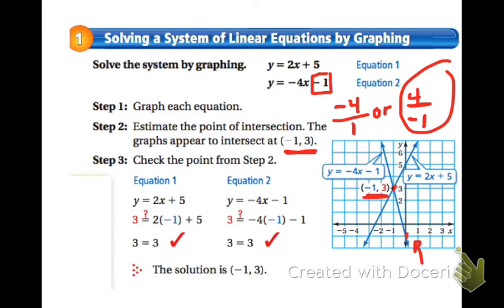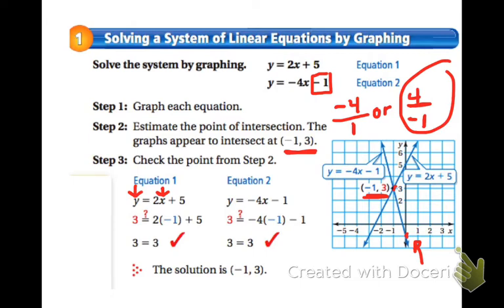I then have to check my work. What does that mean? Substitute in the values. So everywhere in the equation where there's an x, you need to put in the -1. Where there's a y, you put in a 3. Then just check your work, all right? So this is just questioning: does 3 equal 2 times -1 plus 5?